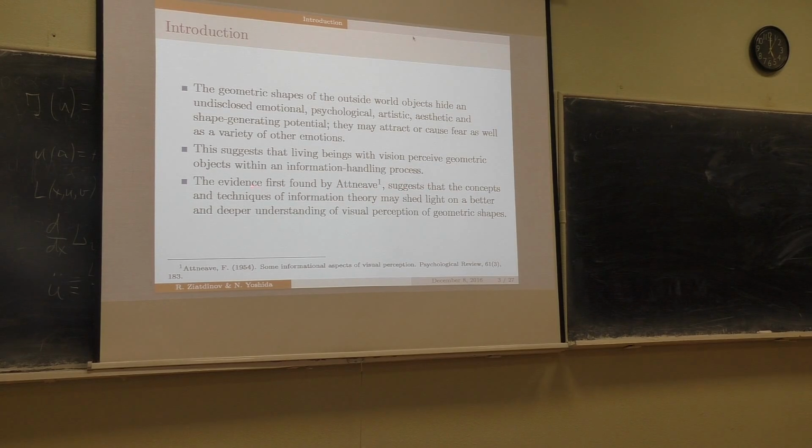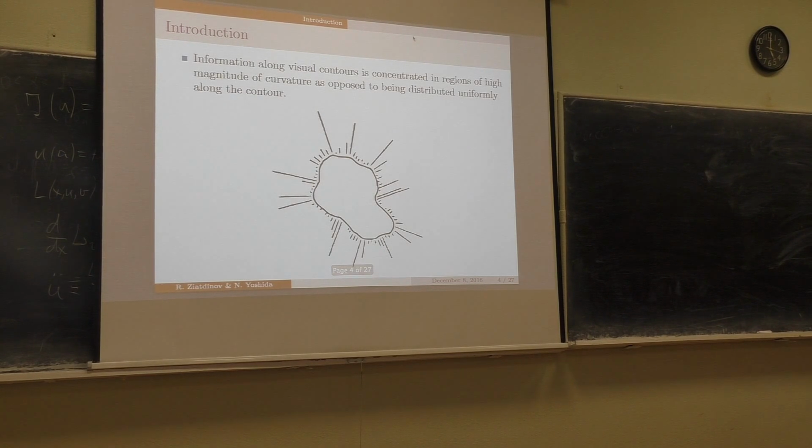He suggested that the concepts and techniques of information theory may shed light on a better and deeper understanding of visual perception of geometric shapes. So he made some experimental research. He was studying closed contours, and this is one of the contours he was showing in his research. He concluded that information along visual contours is concentrated in regions of high magnitude of curvature, as opposed to being distributed uniformly along the contour.